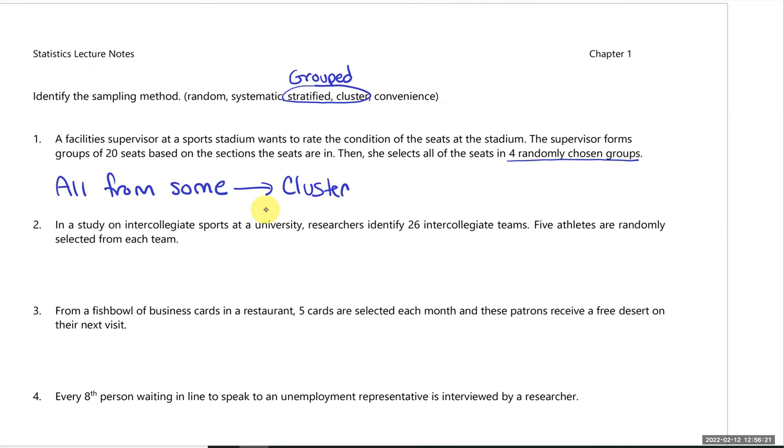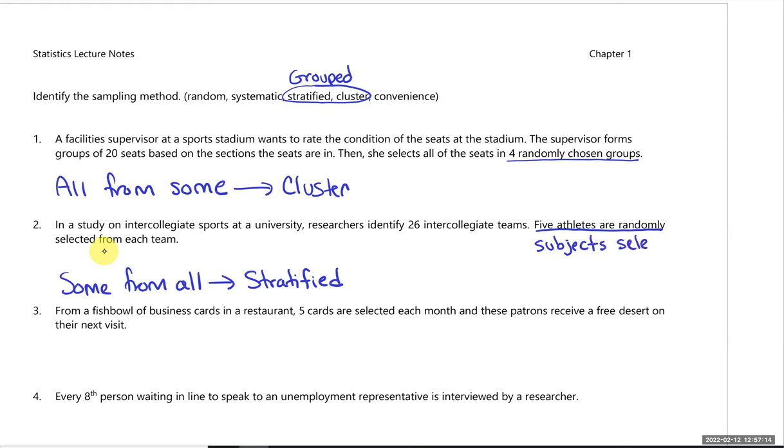So number two, in a study on intercollegiate sports at a university, researchers identified 26 intercollegiate teams. Five athletes are randomly selected from each of those teams. So they're picking some players from all of the teams. Okay, so they're picking some from all. That is your stratified. So the random is the subjects that are picked, right? So you can add any of your own notes that you would like. The subjects are selected at random. For the cluster, the groups were selected at random.